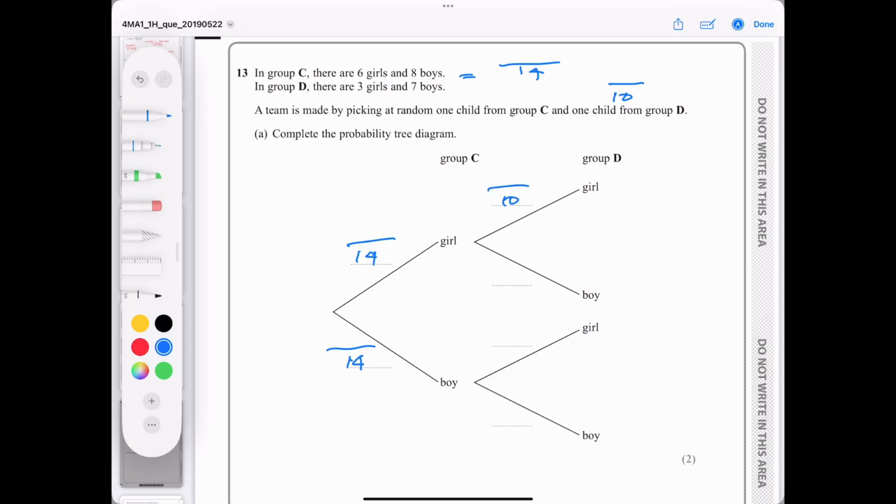So I'll put 10 at the bottom, 10 at the bottom of that, 10 at the bottom of that, and 10 at the bottom of that. Excuse me, I'm just recovering from a cold. So group C is 6 girls over 14 and 8 boys over 14. And then this is 3, 7, 3, 7. And I presume that's what we were meant to have done. Yeah, complete the tree diagram.